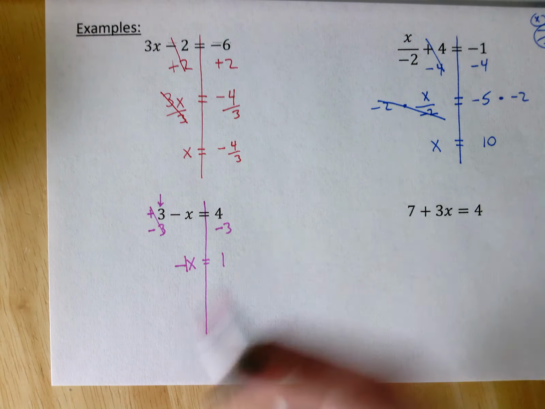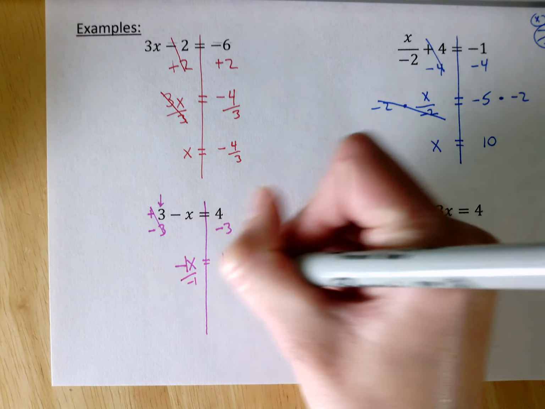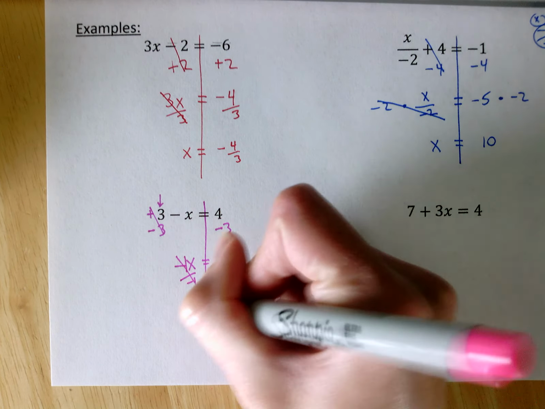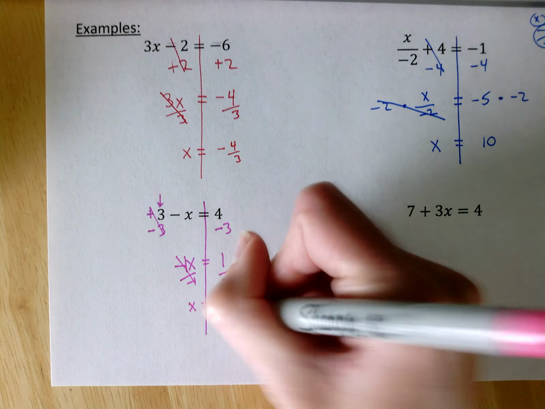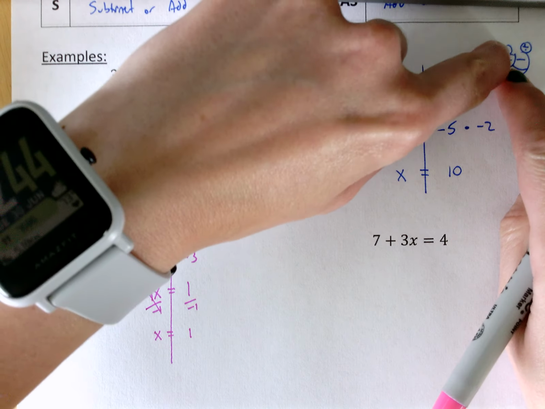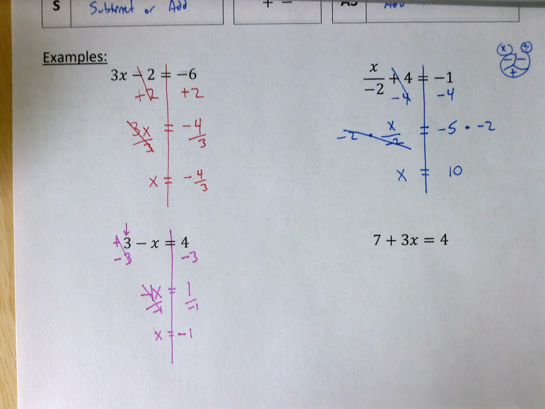So if I want to solve this, I'm going to divide by -1 to make that cancel. So I'm going to have x equals 1 divided by 1 is 1. And if I have a positive and a negative, my answer is negative. So -1 is my answer.